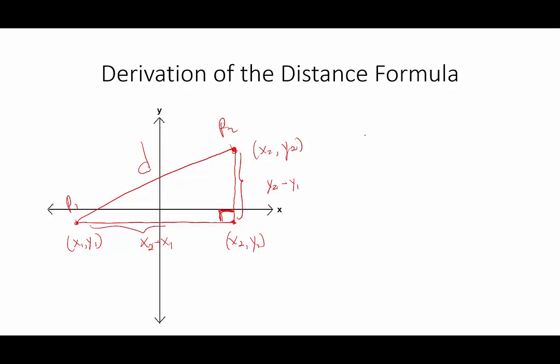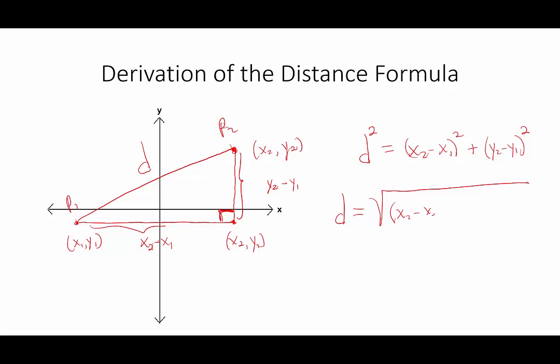So, applying the Pythagorean theorem, d squared must be equal to the difference of the x coordinates squared plus the difference of the y coordinates squared. And we get the formula that we saw at the beginning. Since distance is positive, we only consider the principal square root, and we get the following formula, also called the distance formula.